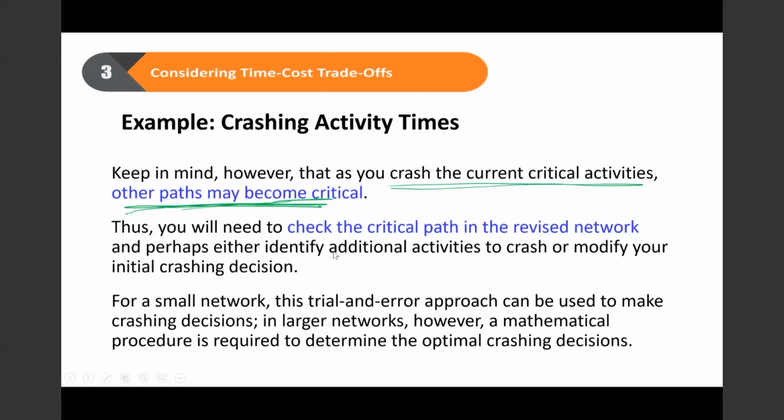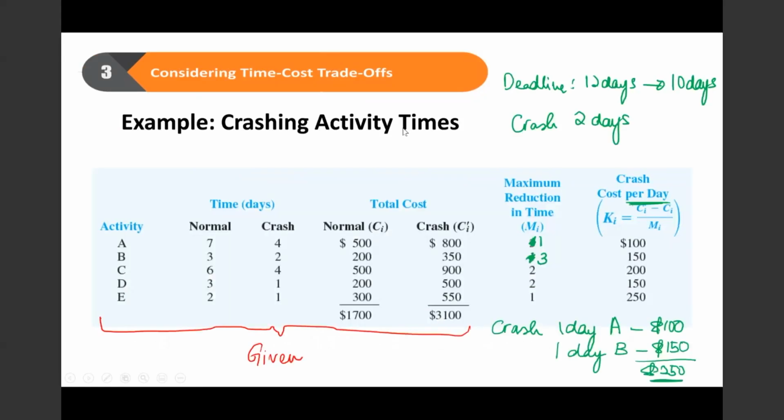Okay, any questions so far on this time cost trade-off? Doctor, can I ask a question? Sure. If activity A and B are reduced by 1 day each, it also will affect the other path, right? Which is C and D. It could potentially affect another path, yes.